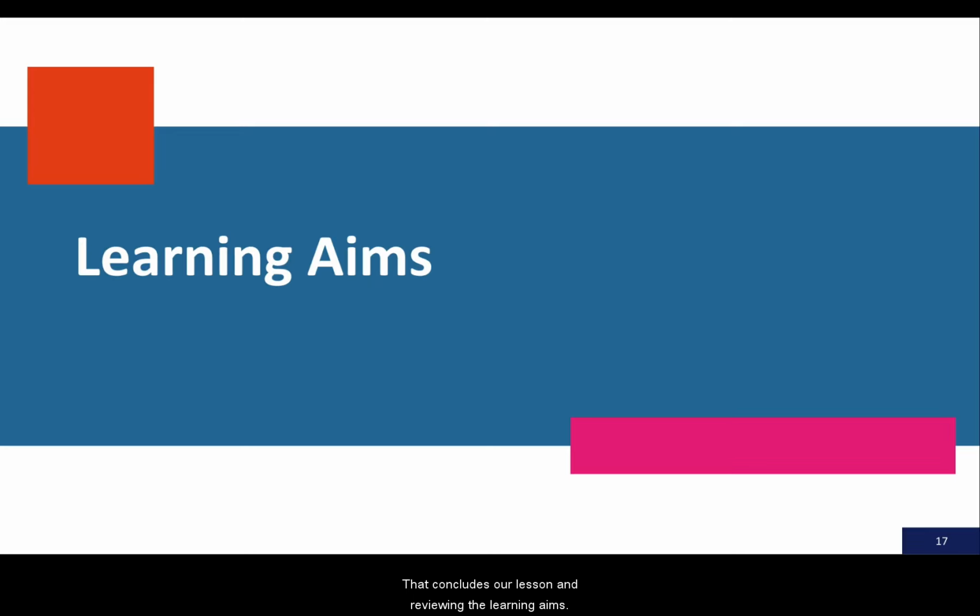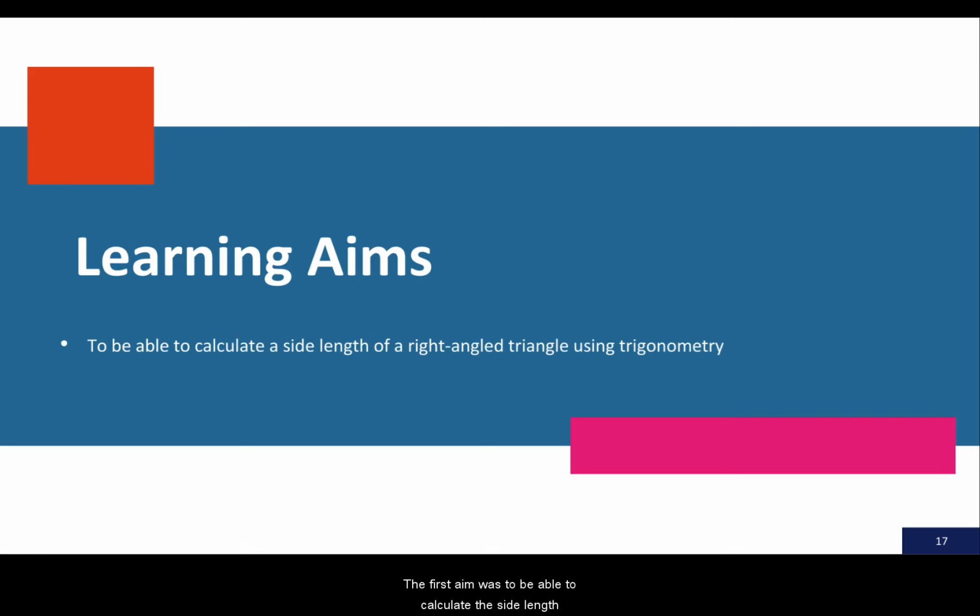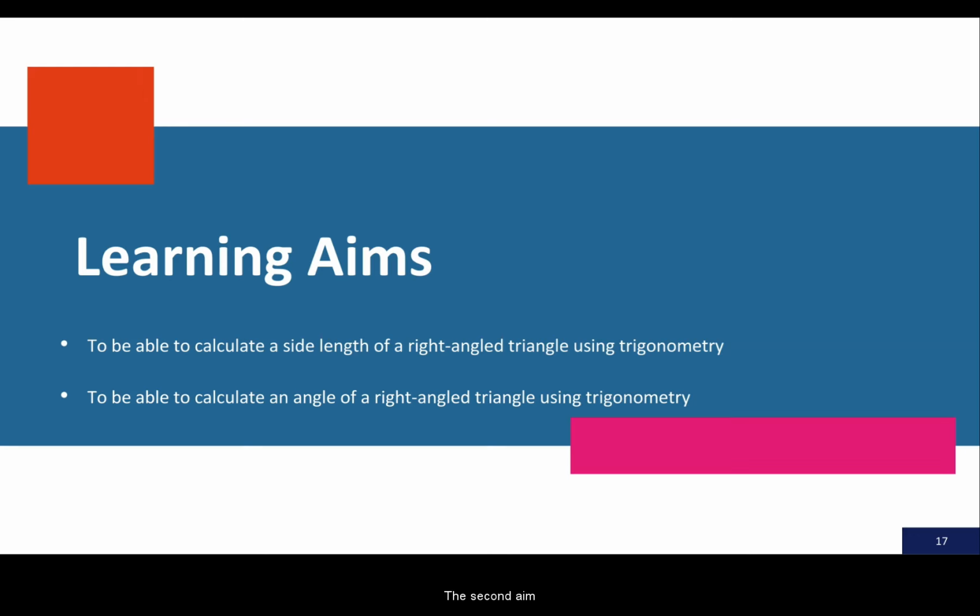That concludes our lesson and reviewing the learning aims. The first aim was to be able to calculate the side length of a right angled triangle using trigonometry. The second aim was to calculate an angle of a right angled triangle using trigonometry.